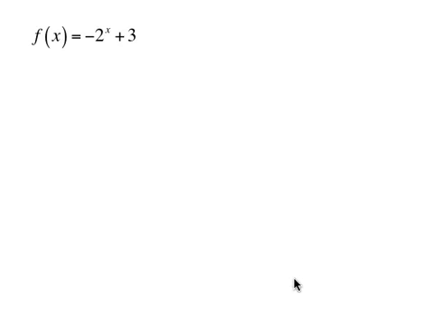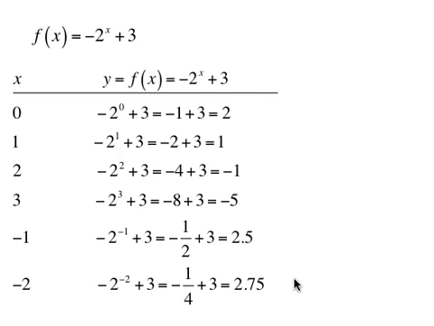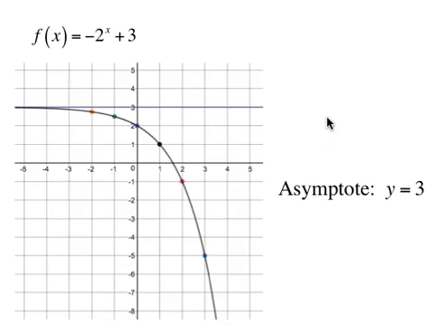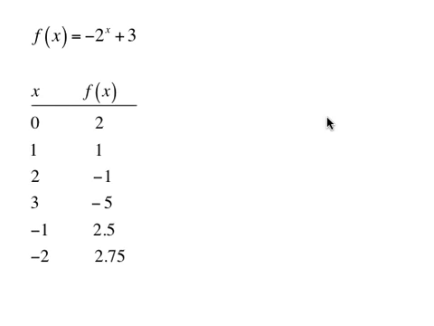Now, in this situation, we have f of x is -2 to the x plus 3. Plugging in again various values of x, what do we get for y? -2 to the 0 is -1, plus 3 is 2. -2 to the first plus 3, -2 plus 3 is 1. -2 to the second plus 3, -4 plus 3 is -1, etc. We can graph all those if we're interested. So this is the graph of f of x is -2 to the x plus 3. And we'll notice we have a horizontal asymptote there at y equals 3. Connecting all of them, they have that look.